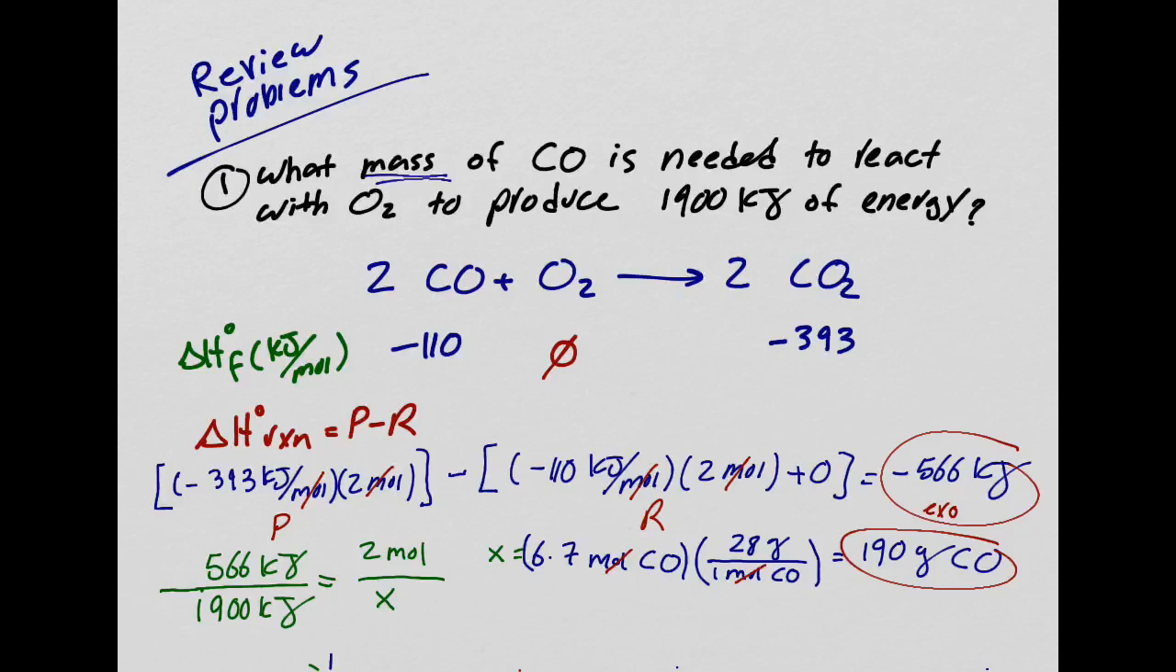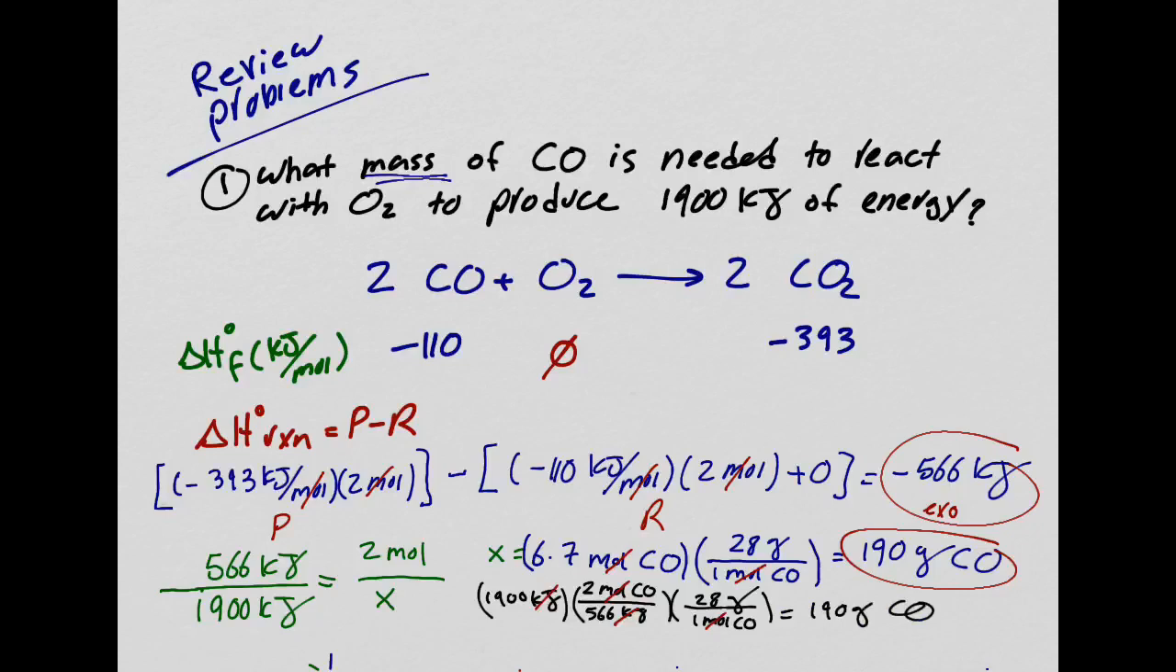So the other way to do it, and some people might like that because it's canceling out, basically they give you 1900 kilojoules of energy and you're going to cancel it out for 2 moles of carbon monoxide in a reaction. You got 566 kilojoules of energy. So then the kilojoules cancel out. Now you have moles. And then you convert moles to grams. 1 mole of carbon monoxide is 28 grams. So then the moles get canceled out. And then what you end up getting, the same number, 190 grams of carbon monoxide.